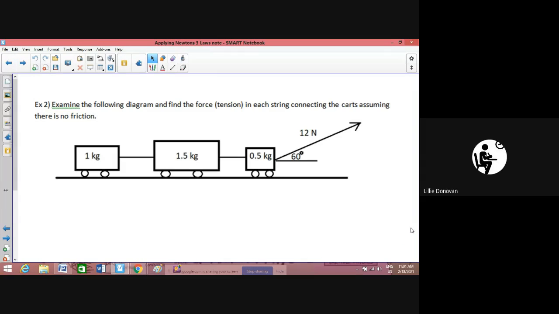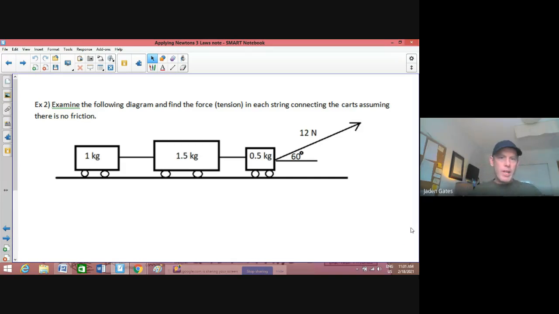All right, so once again, we're going to look at Newton's three laws, forces. Kind of a little bit different situation though here, because we're going to have some strings attached to our objects, which is just basically going to be how our force is being applied. So we have a diagram here. Examine the following diagram and find the force, tension.